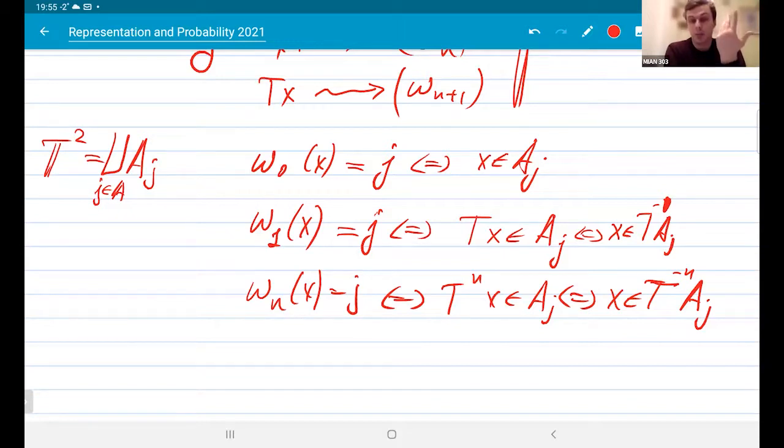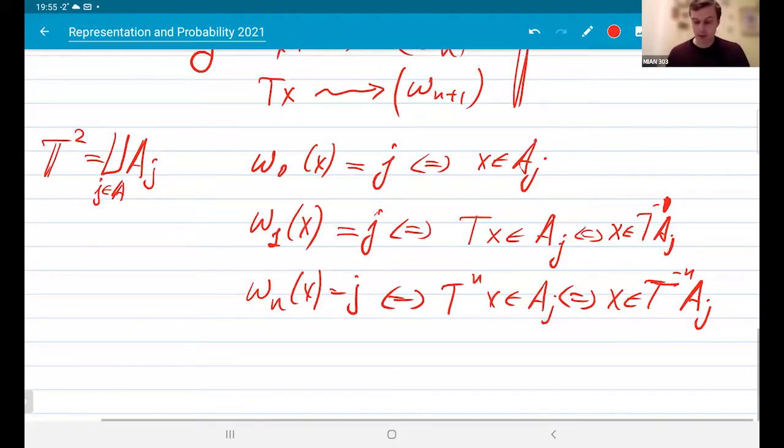Another way is that you take this decomposition of the torus into these sets, and then you take its pre-images. So it was one way to split the torus into parts, which are the A_j's. Then you have T^{-1} of the A_j's, then T^{-2} of the A_j's, and so on. So we have the same point, but you look at the number of elements in a different decomposition of the torus. So that's it.